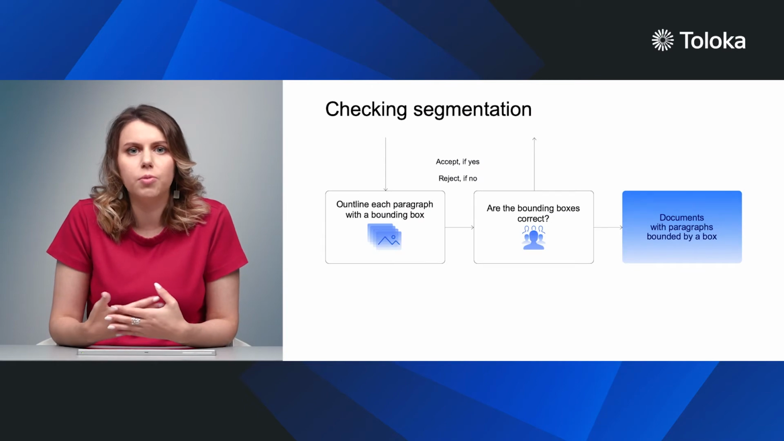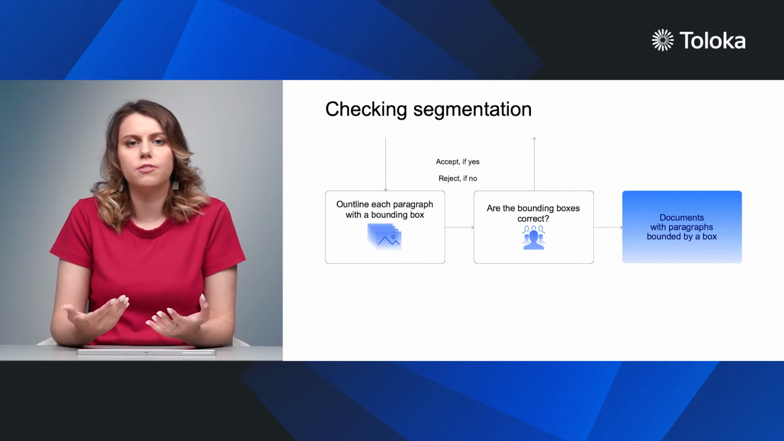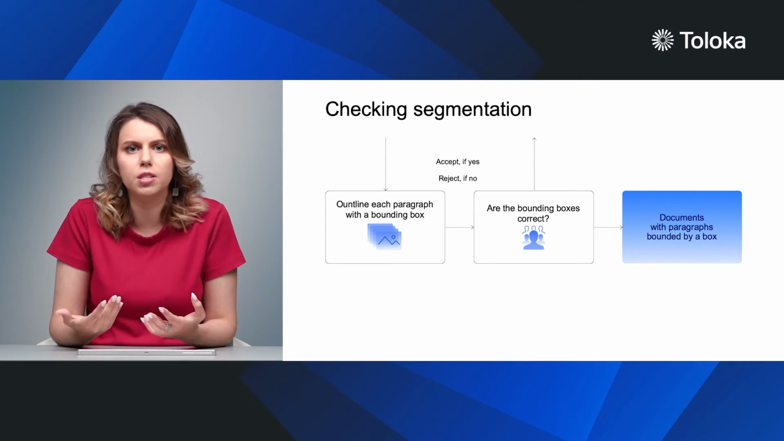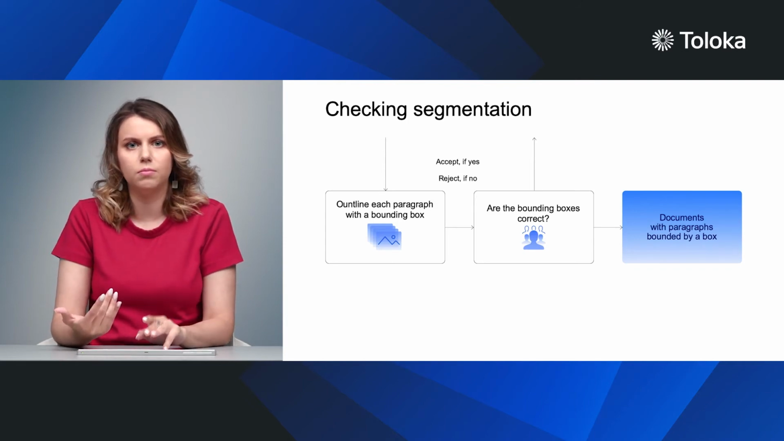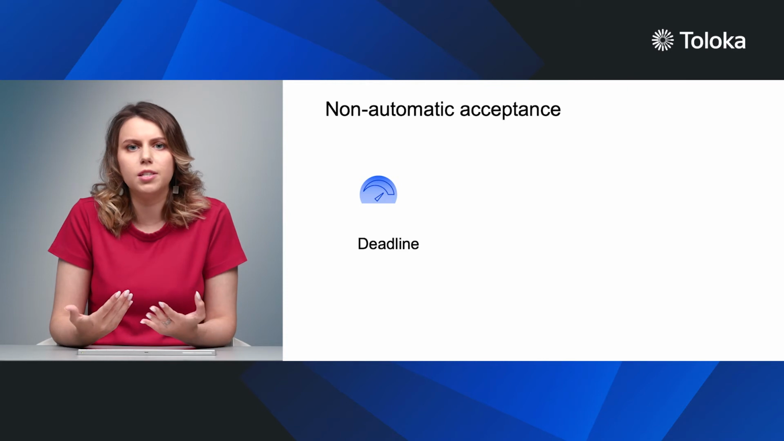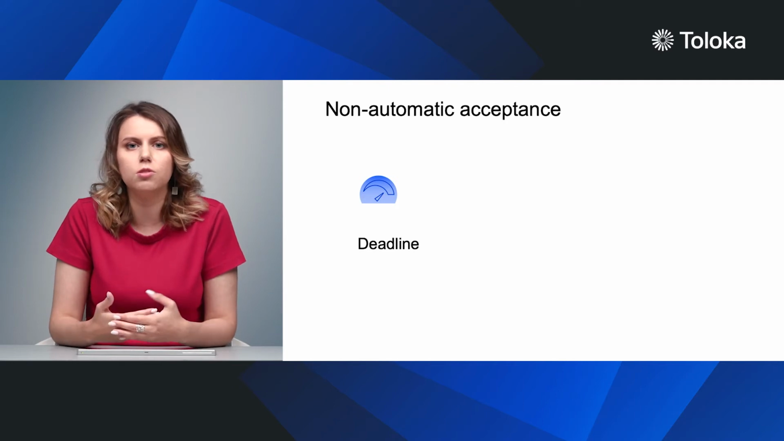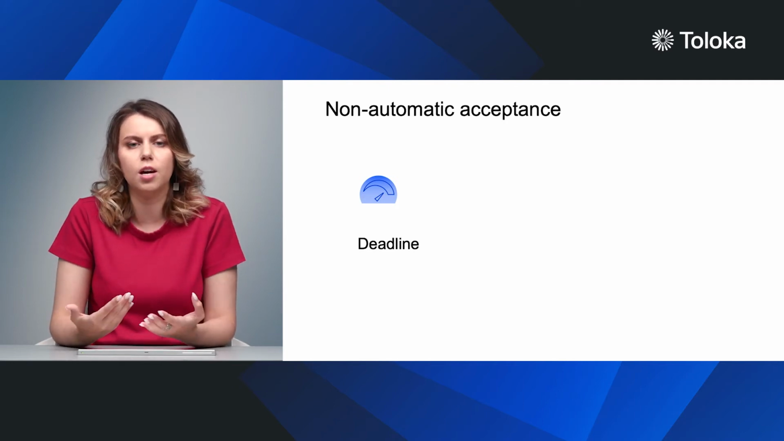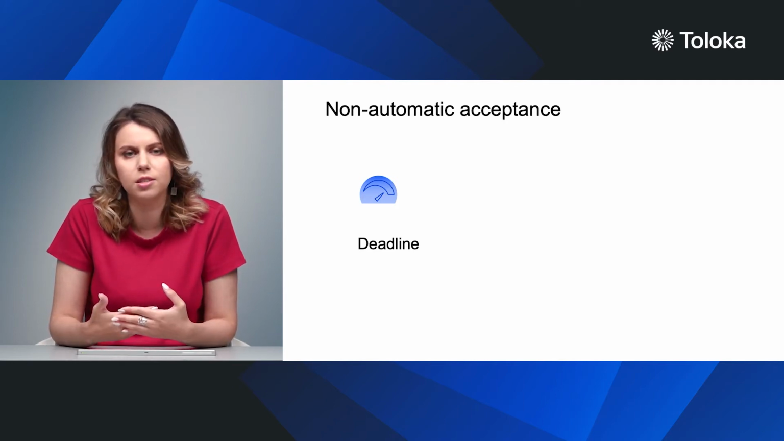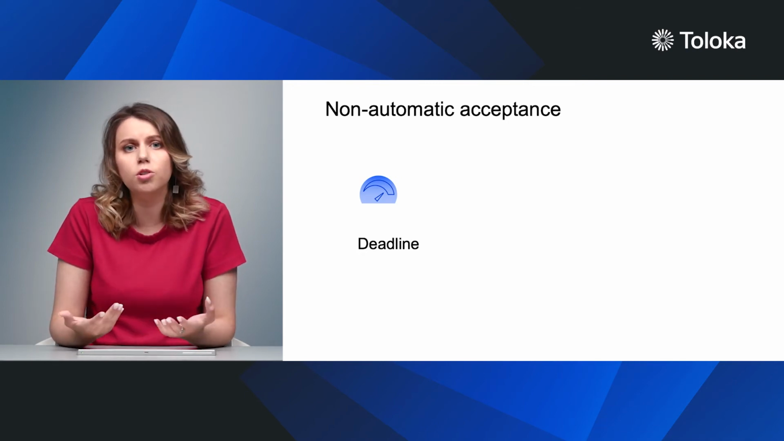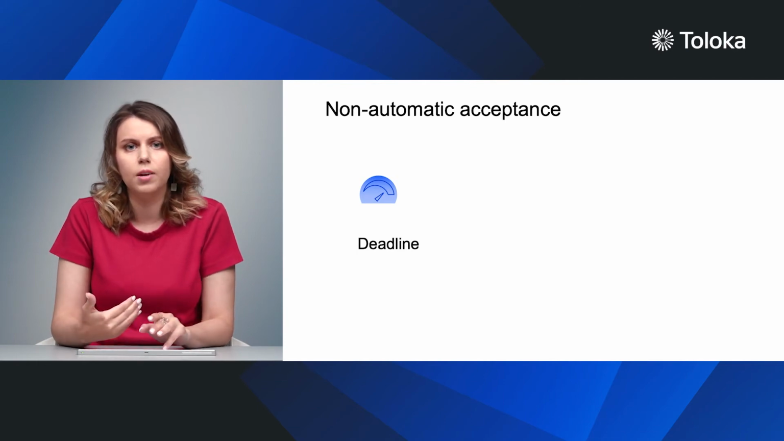So check the quality. We'll use a binary classification project again and ask other performers if the documents have been segmented correctly. We can use the non-automatic acceptance option to send results of the segmentation stage to a new project. Just don't forget to state the number of days for checking the task in the deadline field. For example, 7. So performers will know when to expect feedback and payment.